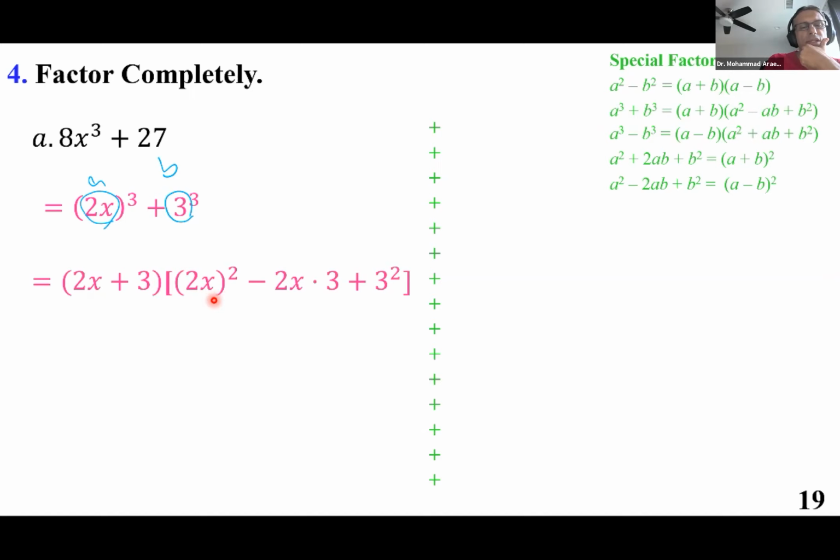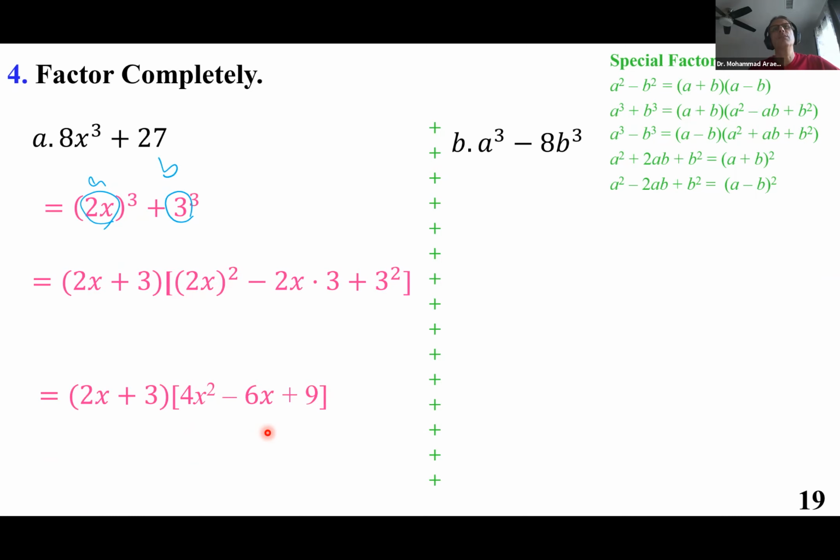Now, this is important that you put it in a parenthesis because this becomes 4x squared. I've seen students making a mistake of writing just simply 2x squared, which is wrong. This is 2x quantity squared, which makes it 4x squared minus 6x plus 9. And please understand, this is not a perfect square trinomial.